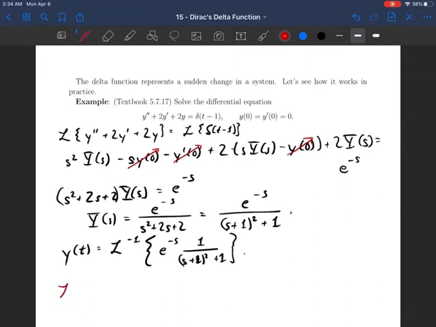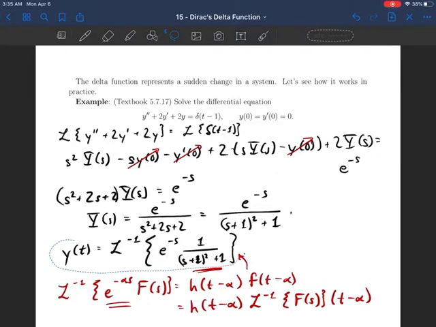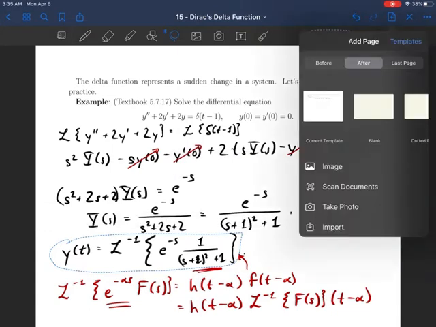Now, we have to recall a rule. So we had a rule at some point about what happens when you have the Laplace transform of a shifted thing. One way that we might remember this is that the inverse Laplace transform of e to the minus alpha s times F(s) is equal to h of t minus alpha times f of t minus alpha. Or another way of putting that would be, this is h of t minus alpha times the inverse Laplace transform of F(s), but with t minus alpha plugged in. So we're going to apply that here. We have this multiplying by some exponential. That means that we're going to be shifting the inverse Laplace transform of this thing, whatever it happens to be. So let's take that with us over to a new page.